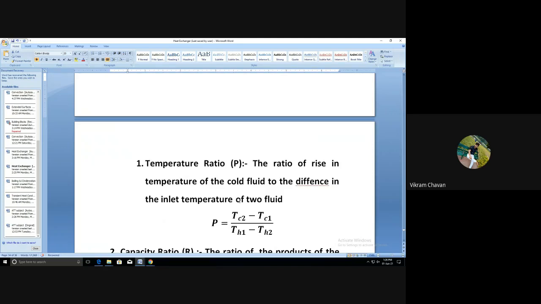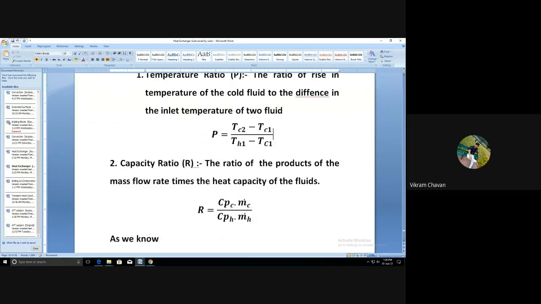The temperature ratio is also known as the P factor. So P is equal to the rise in temperature of the cold fluid, that is nothing but TC2 minus TC1, divided by the inlet temperature difference of the fluids, that is TH1 minus TC1. So this is one factor, the P factor, and another factor is the capacity ratio.